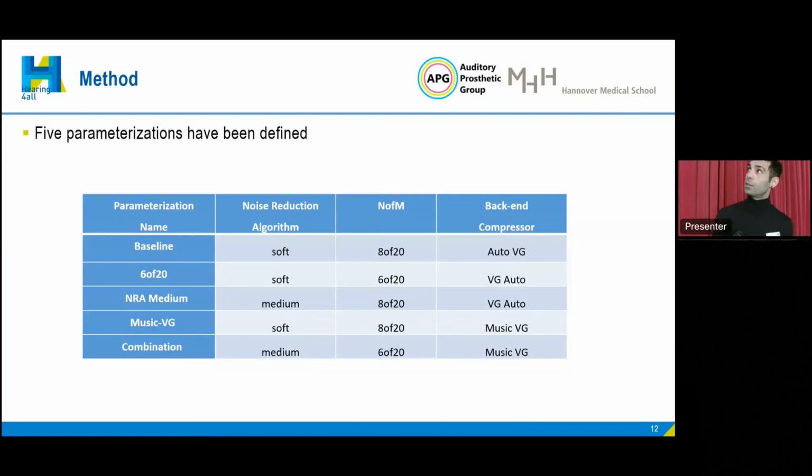The third parameterization is called noise reduction algorithm medium. It differs from the baseline in that we have strengthened the noise reduction algorithm by 1 step from soft to medium. The fourth differs from the baseline in that we have used our newly designed music voice guard as a backend compressor. And the last parameterization is the combination of all previously mentioned algorithms and changes.